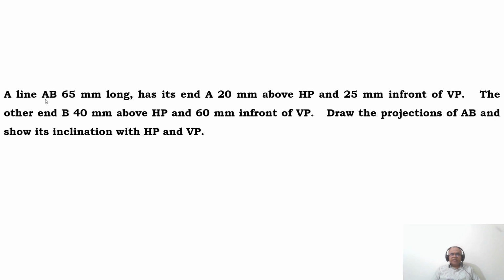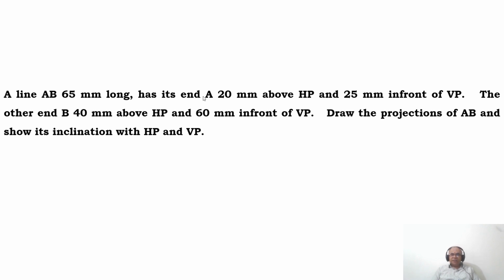So he says a line capital AB. So what does it mean? The moment when I say a line capital AB, that means he has given the true length of the line, which is 65, and he says end A is 20 mm above HP and 25 mm in front of VP. So he has given the position of the end A of the line. Similarly, the other end capital B is 40 mm above HP and 60 mm in front of VP. He has given the other end also.